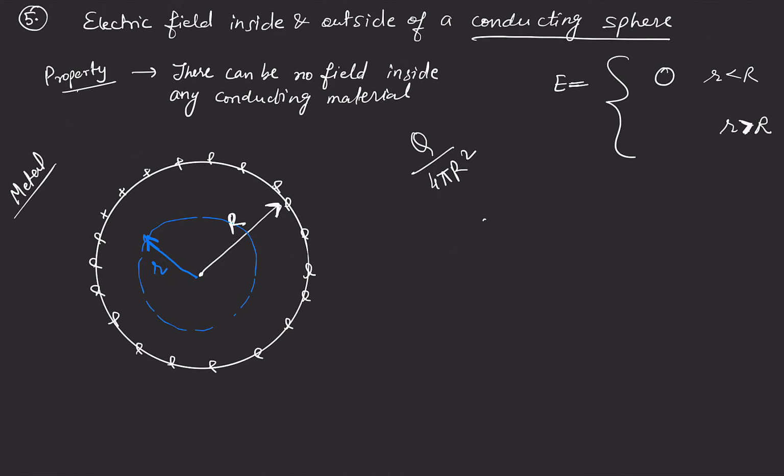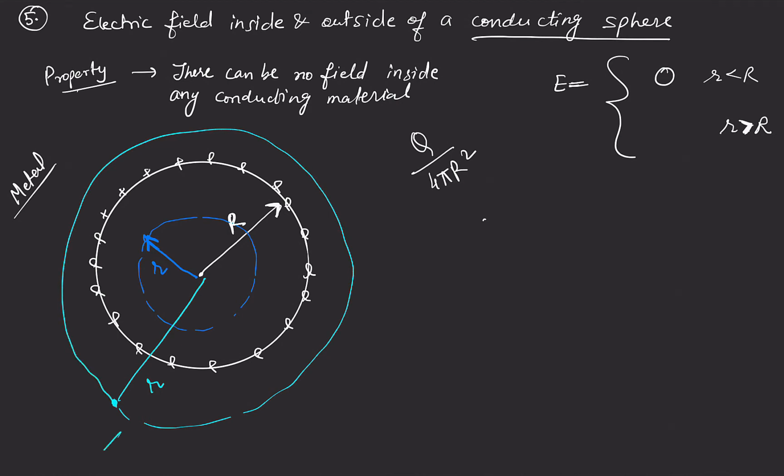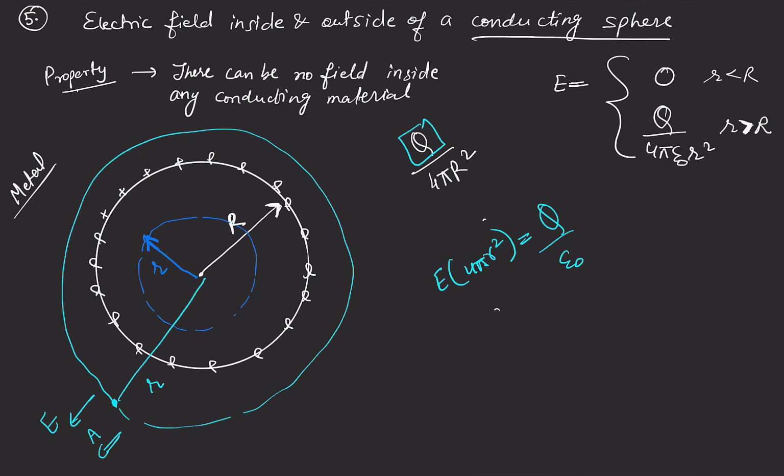Now for any point outside the sphere, let's say we take again an imaginary point here outside the sphere. We'll create an imaginary sphere to apply Gauss law. Net flux to this sphere would be, since area vector is in this direction and electric field would be in this direction, E into 4 pi r square, which would be equal to net charge, suppose we are given Q, by epsilon naught. So this would be simply Q upon 4 pi epsilon naught r square.